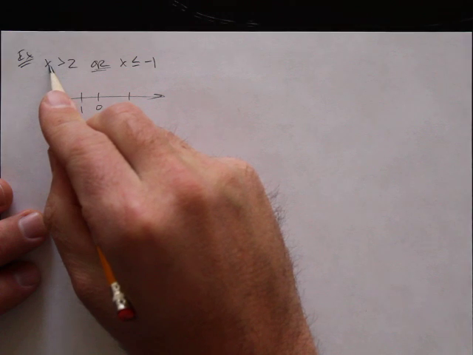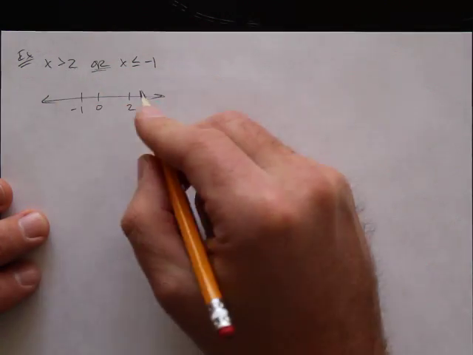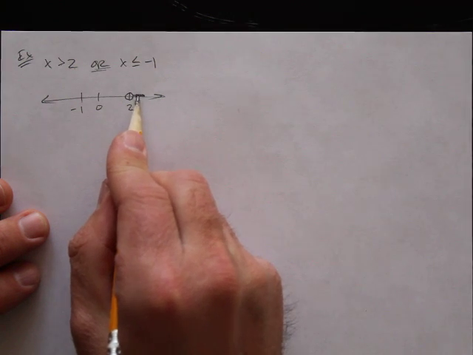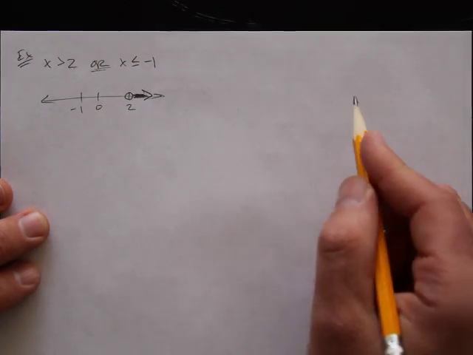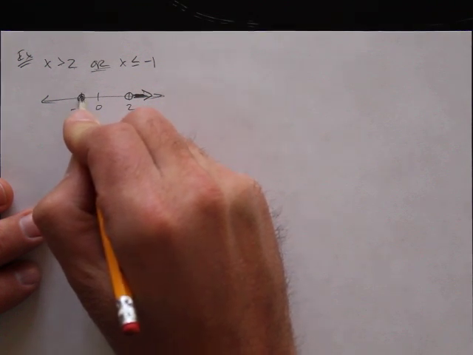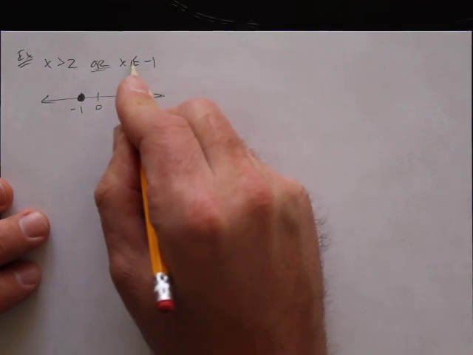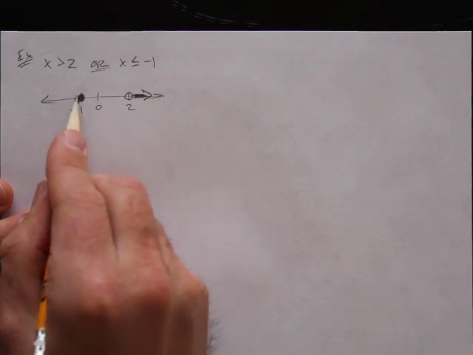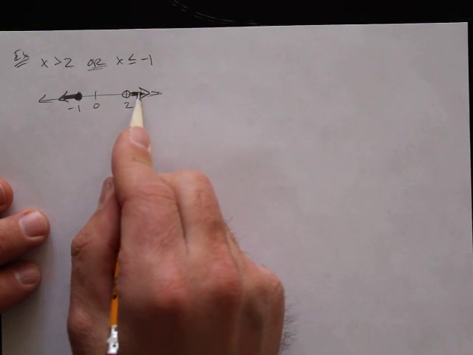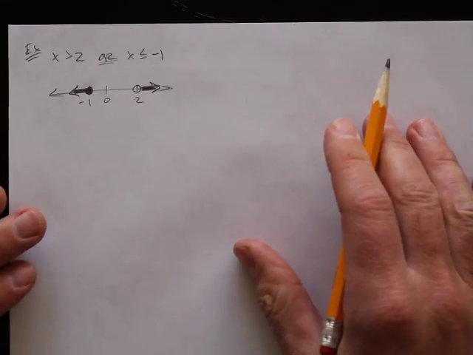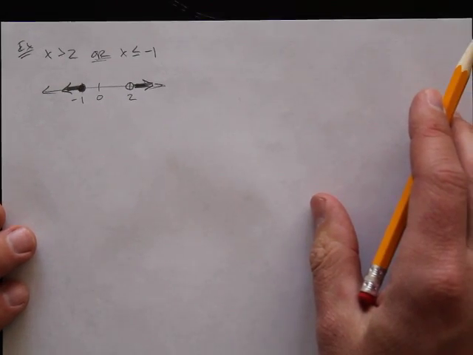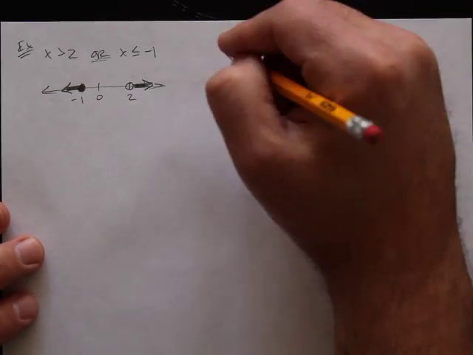Okay, x is greater than 2. So here's 2. I have an open circle because 2 is not included in this solution. X is greater than that. Here's negative 1. Negative 1 is included in this solution. X is less than negative 1, so I have arrows going off that direction. So I've got an arrow going off to the left, arrow going off to the right. More often than not, if it says or, that's the way your arrows are going to go. So you try this one.